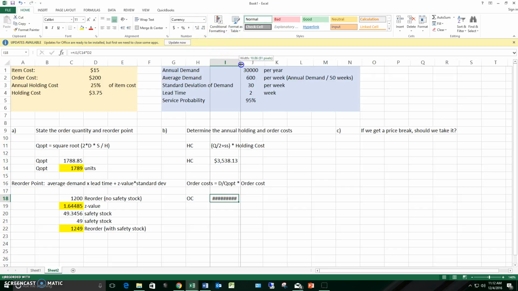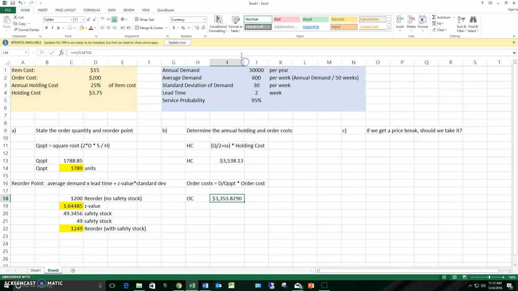So if we add the two together, we're going to come up with total annual holding costs plus ordering costs, which are going to be equal to $6,891.95.